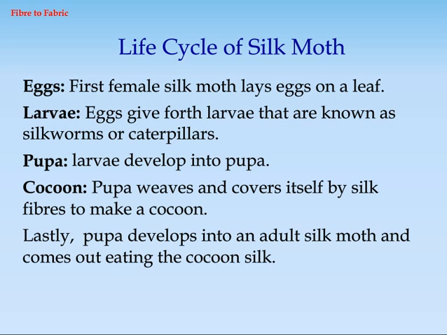Life cycle of silk moth. Eggs. First, female silk moth lays eggs on a leaf. Larvae. Eggs give forth larvae that are known as silkworms or caterpillars.